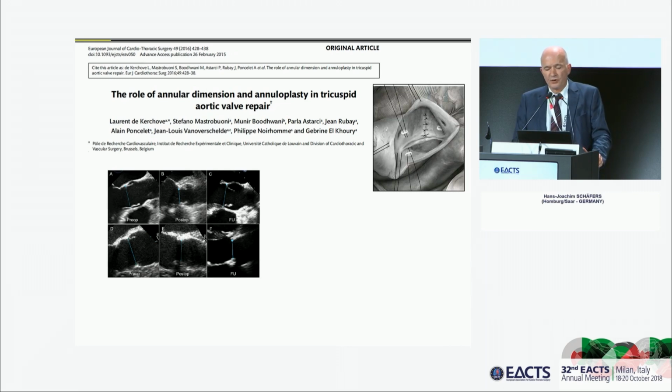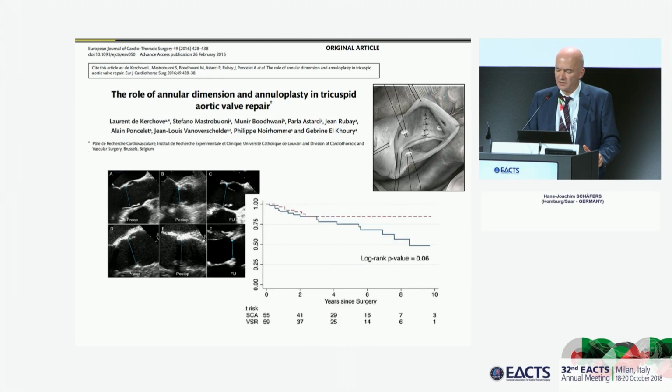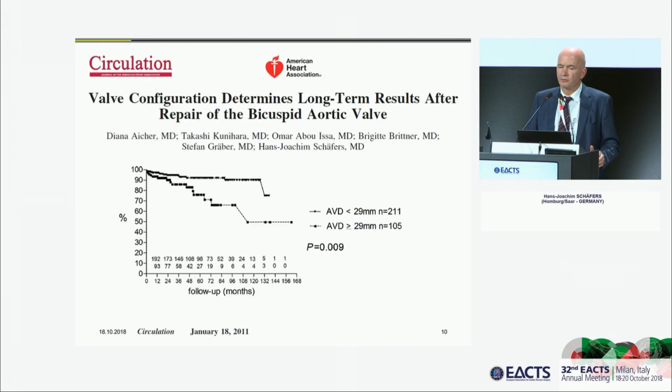More evidence. The Brussels group showed very nicely that annular dilatation can recur after tricuspid aortic valve repair using Cabral stitches, and everything was better once they had done annuloplasty, and in valve-preserving surgery everything was much better. However, if you read the fine print of the paper, these were the patients who were operated for only aortic regurgitation. And in this group, there was a relevant proportion which was operated for aneurysm, and they had minor degrees of aortic regurgitation. So in effect, these two groups were not really comparable.